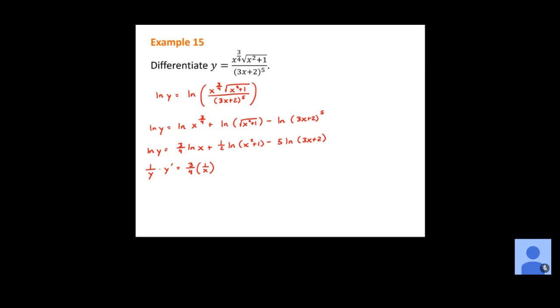Any questions on that term? All right, let's move to the next one now. Plus, now we've got 1/2 natural log of x squared plus 1. So how are we going to do that derivative? Or what would it look like?